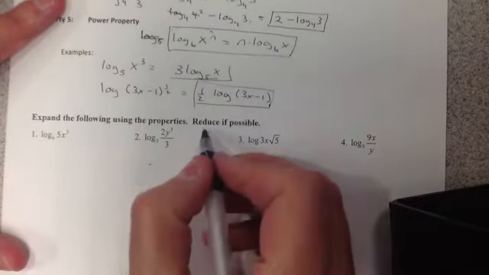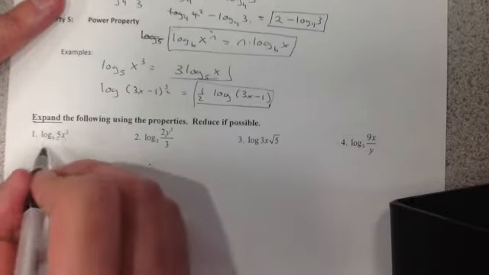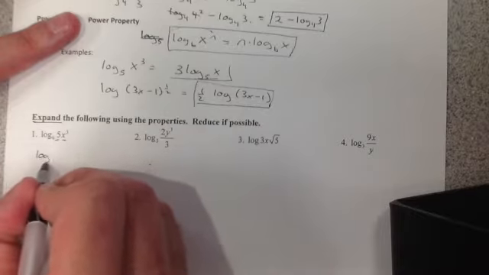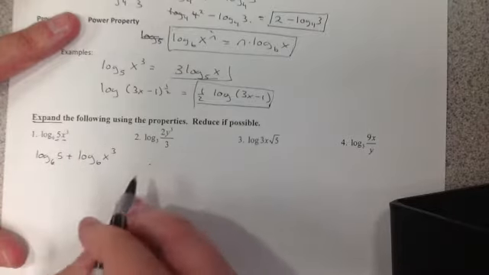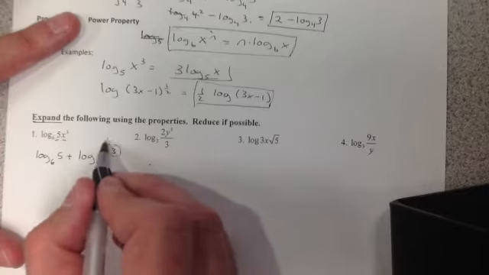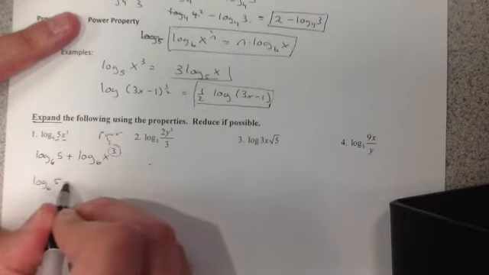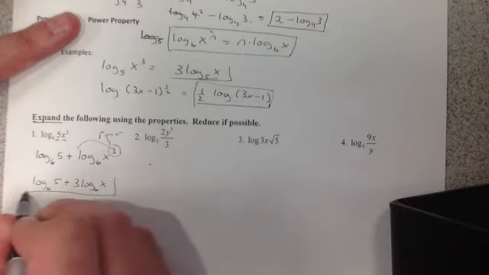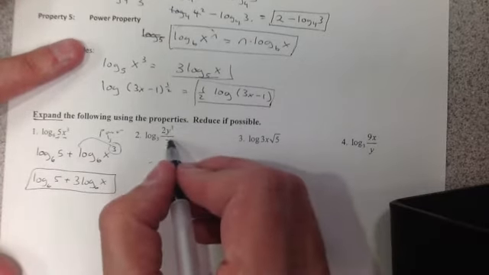So let's take a look. Here we're wanting to expand the following using our properties. Well, here I'm multiplying, so I'm going to use my product property and write this as the log base 6 of 5 plus the log base 6 of x cubed. And if you notice here, we have a power, so now I can use my power property. I get the log base 6 of 5 plus, bringing the 3 in front, 3 times the log base 6 of x. And that's how we expand it. Very easy to do. Most students tend to really like this. Now, over here, we have a product, a power, and we have some division.